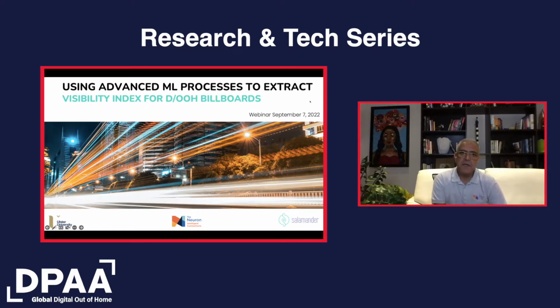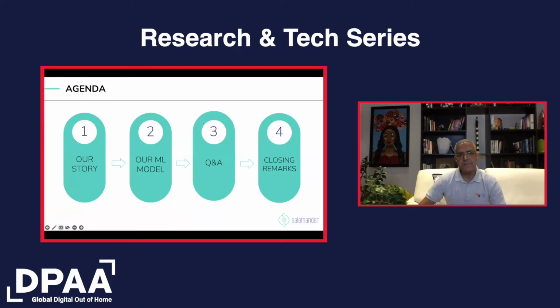Today, we're going to be talking about using an advanced machine learning process to extract a visibility index for roadside billboards, regardless of whether they are digital, static, or any other type of billboard. Our agenda will be telling our story, the machine learning model, and then we're going to be moving to question and answer.